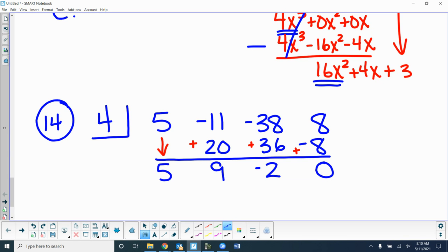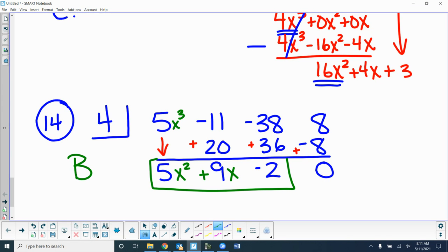Okay? So remember, this started out as 5x cubed. So this bottom row becomes 1 less, 5x squared plus 9x minus 2, and there's no remainder. So I'm looking for that choice, which was choice B. So those are a lot quicker.